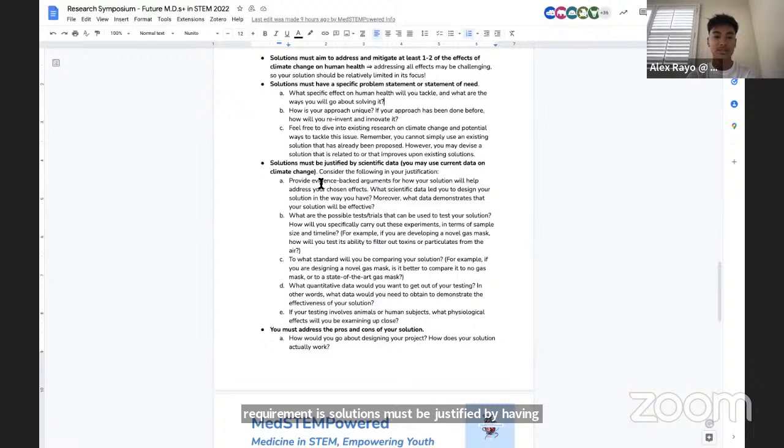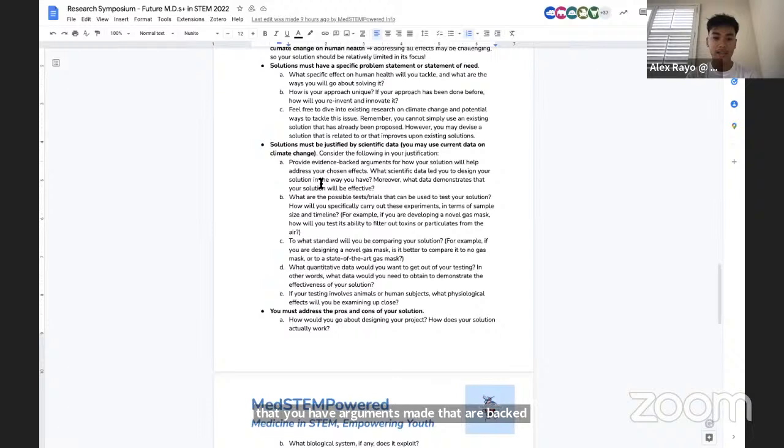So what makes this a research project is that everything you state, everything you have on your final submission has to be justified by some sort of scientific evidence and some sort of scientific data. So for example, when you are explaining what your solution is and how your solution will help address your chosen health effects, make sure that you have arguments made that are backed up by scientific evidence. And that is obviously the biggest part of this.